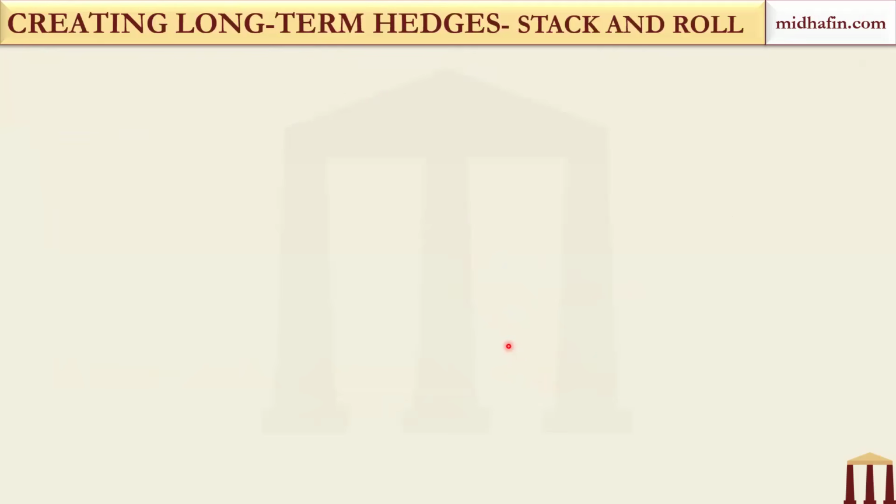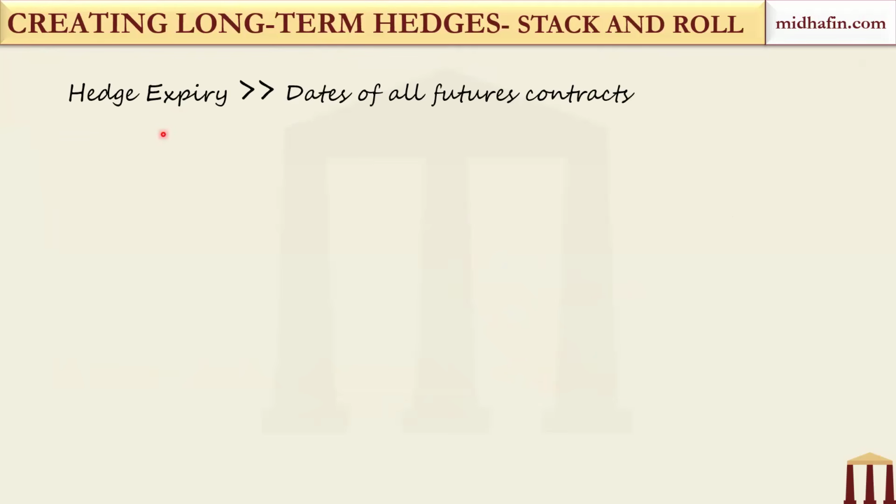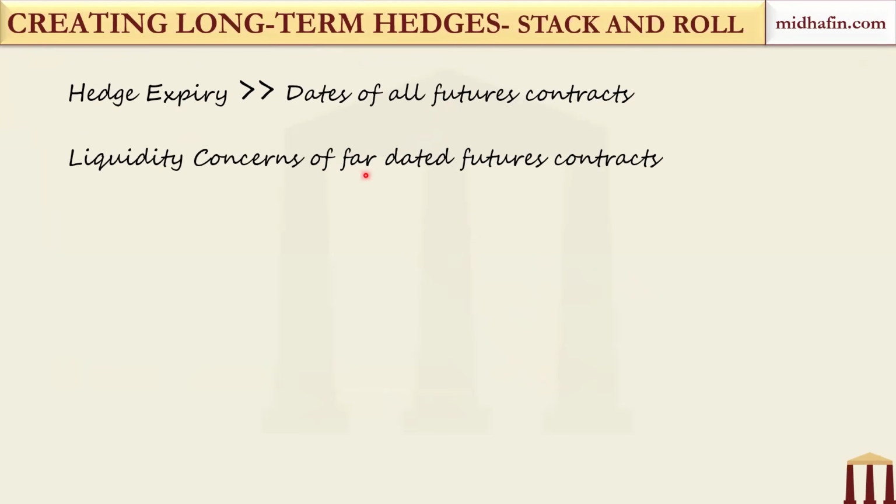That's it. Last part, stack and roll. Now, if the hedge expiry is greater than the dates of all futures contracts, that is one condition. The other condition is liquidity concerns for far dated futures contracts. So in these cases, instead of going for a single hedge, you actually go for a stack and roll strategy.